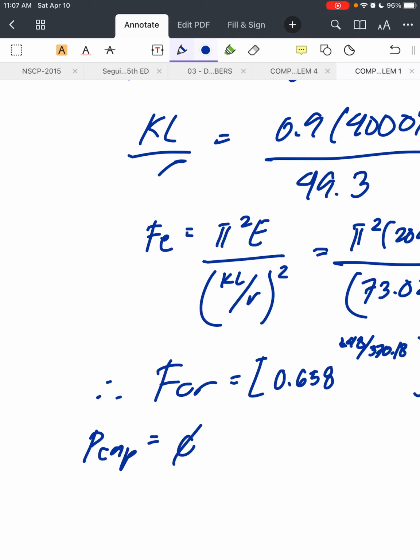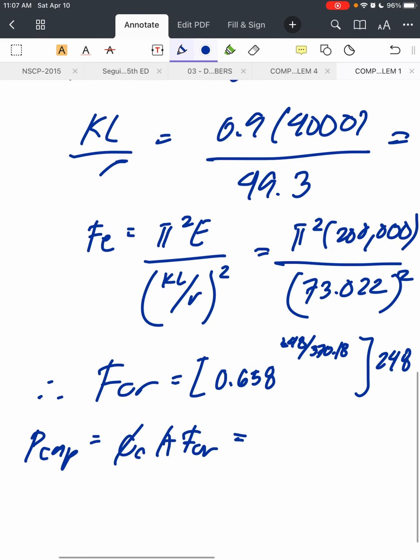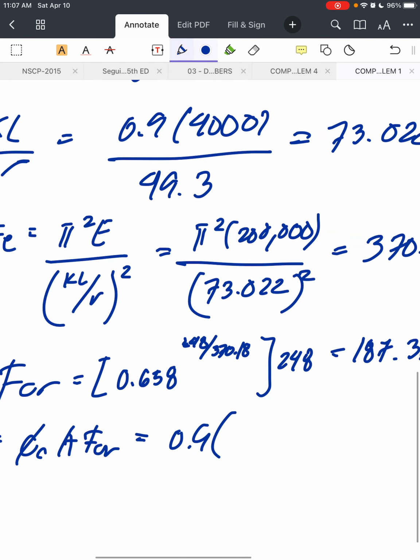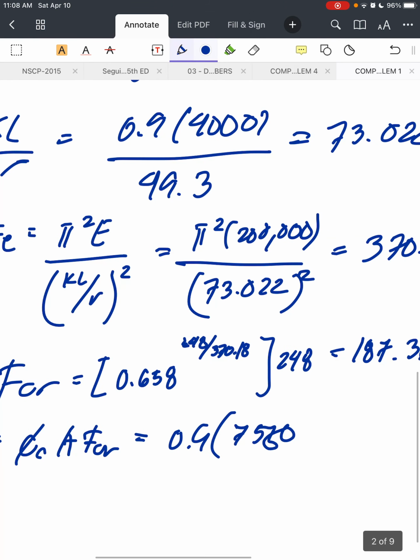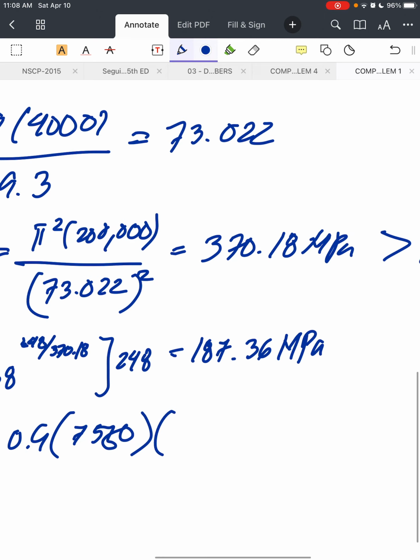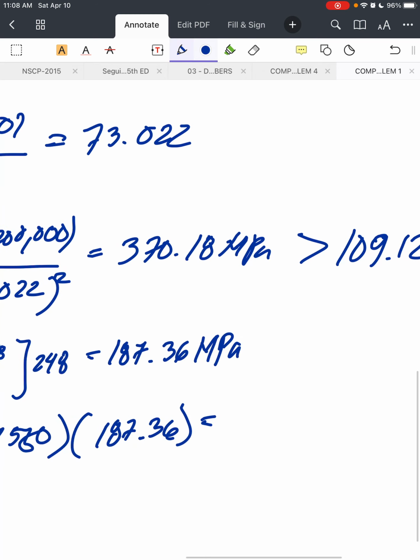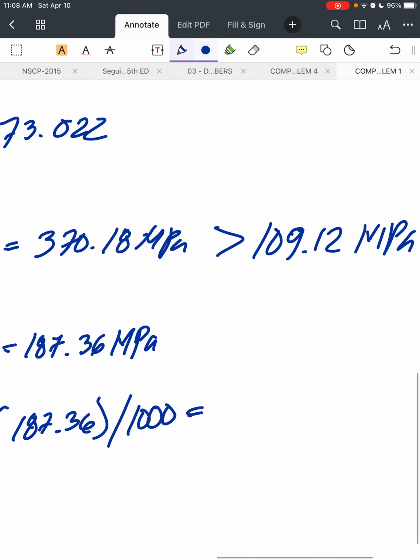that is phi sub c times A times Fcr. So you have 0.9 times 7,550 times 187.36. Still have the conversion for us to have the kilonewton result. So we have 1,273.1 kilonewton.